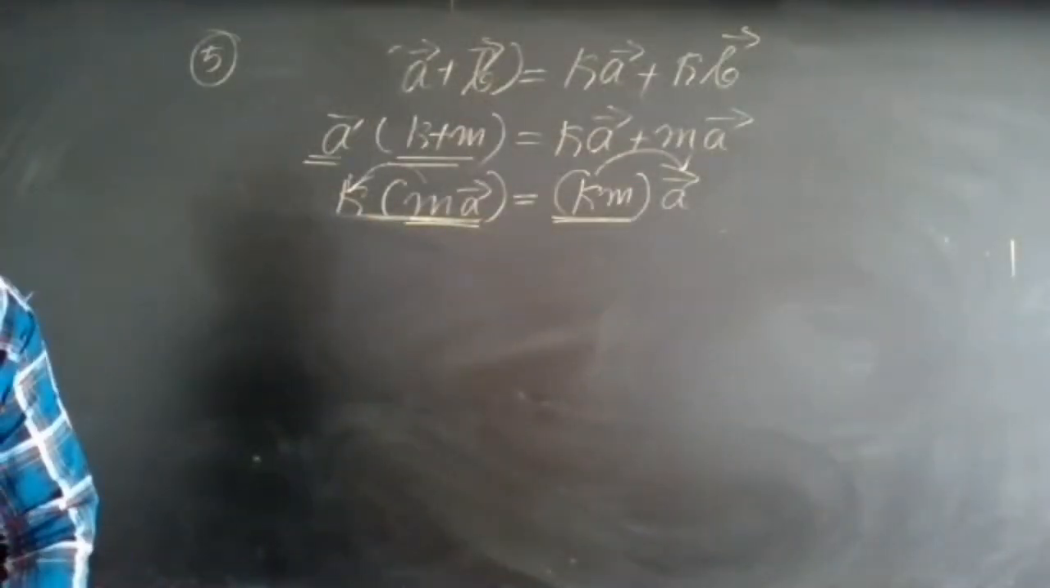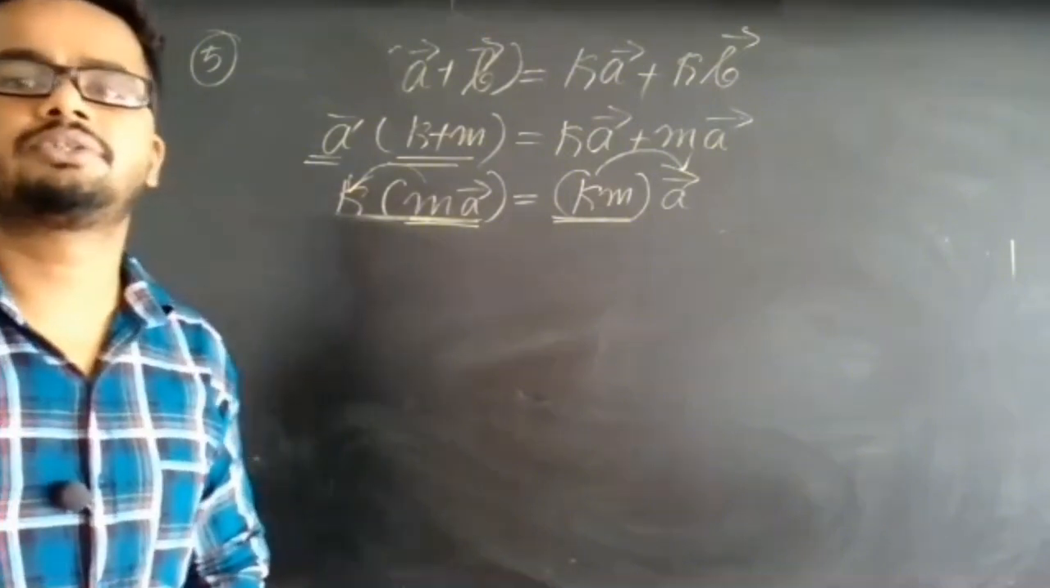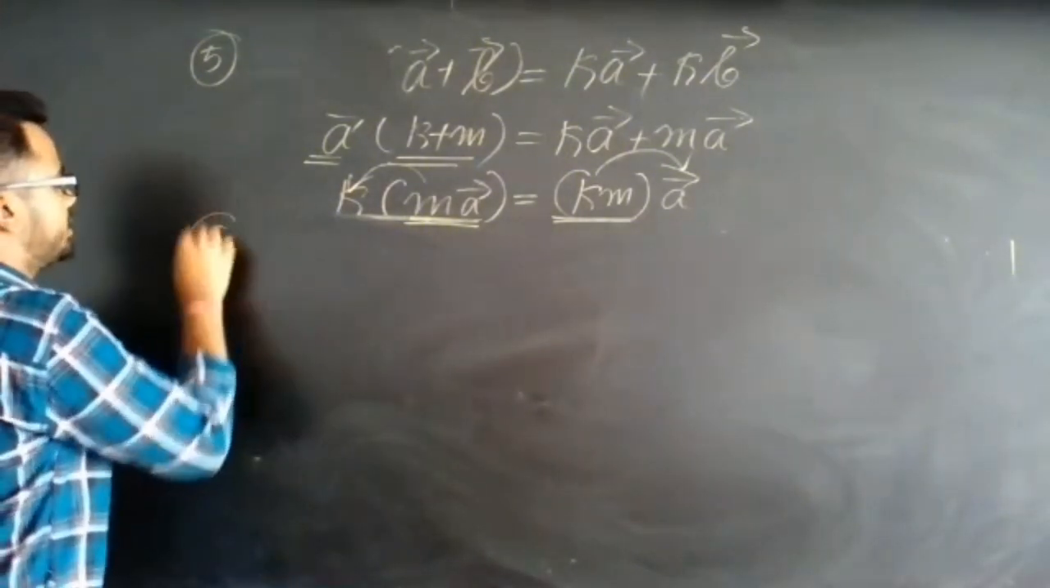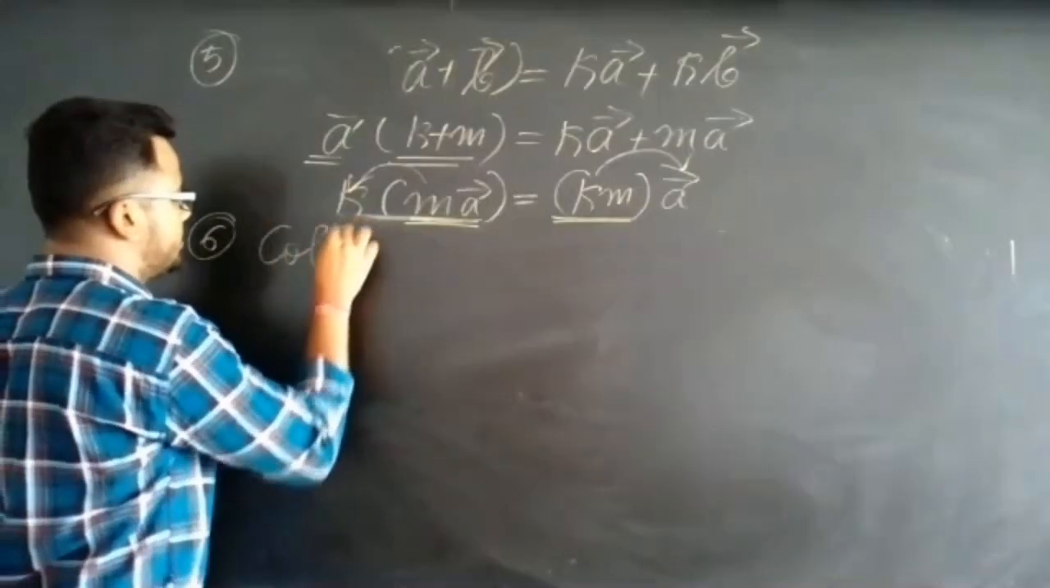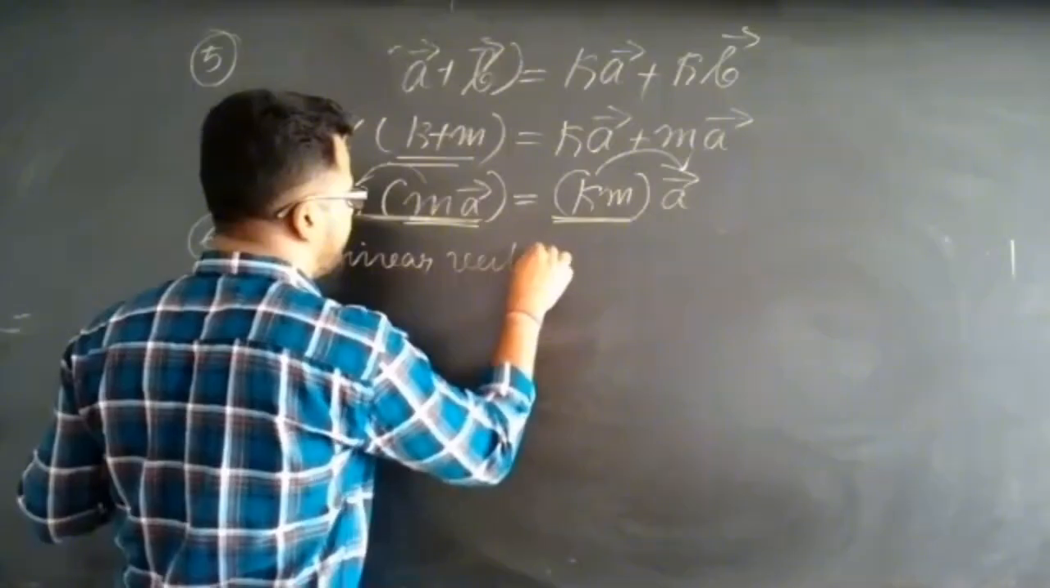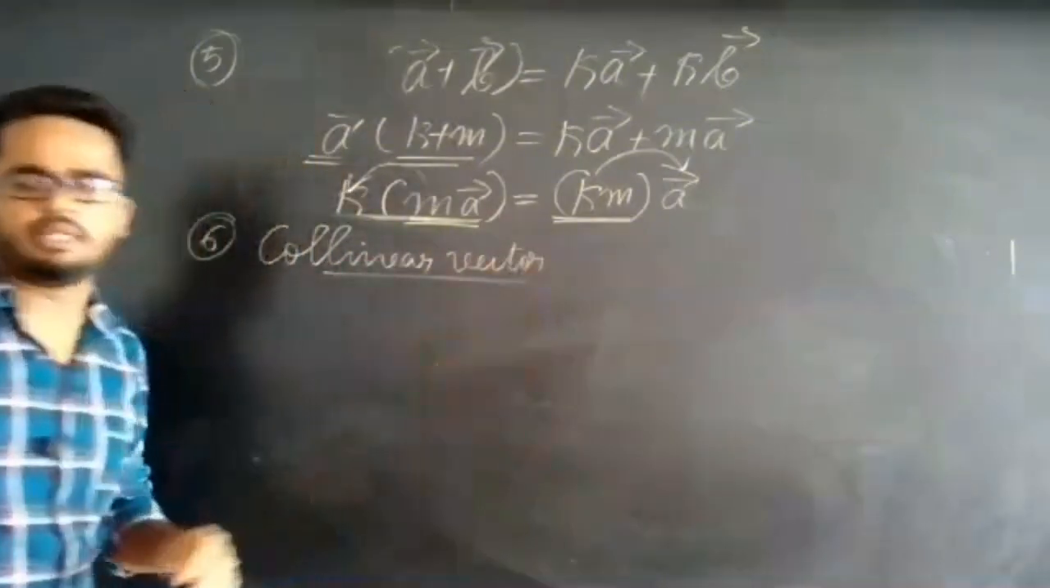So, side division, take it as collinear vectors. Sixth point, consider as collinear. Here only you understand very clearly. It is very simple also.